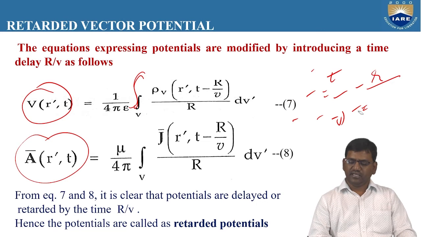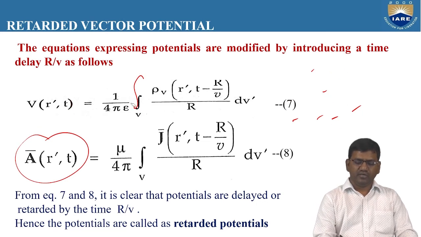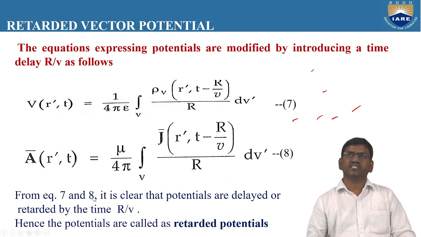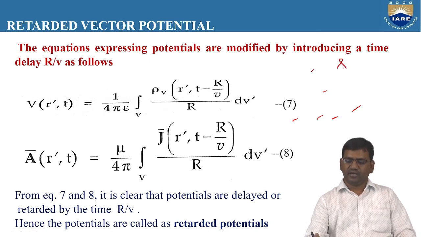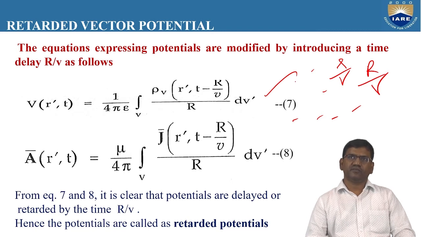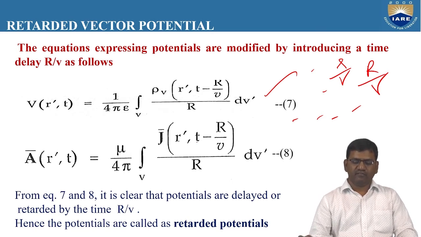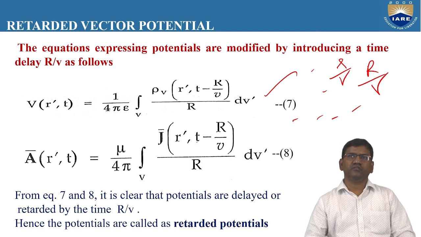You can observe here, we are going to consider the finite time of propagation. That means the equations representing the potentials are modified by introducing a time delay of R by V. So the same expressions of 5 and 6 are modified in terms of T minus R by V: V of R comma T is 1 by 4 pi epsilon, volume integral of rho V of R dash comma T minus R by V, by capital R, into dV dash. And A bar of R comma T is equal to mu by 4 pi, into the integral of J bar of R dash comma T minus R by V, by R, into dV dash.